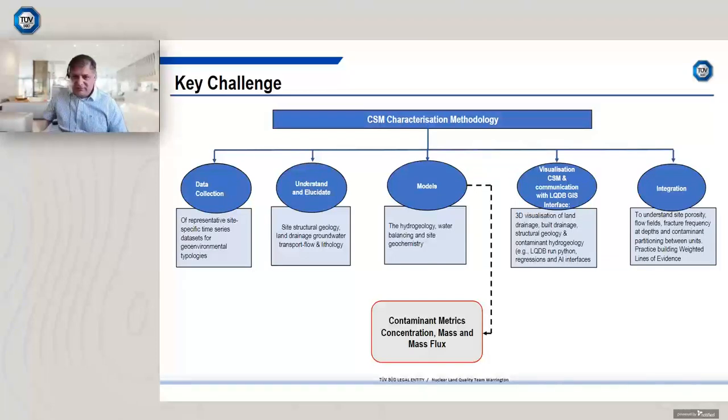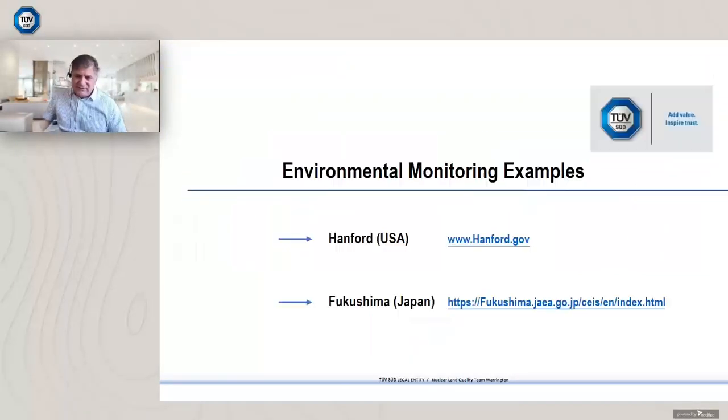And finally, how do you integrate every line of evidence that you have in terms of porosity, flow field, and fracture frequency at depth, and keep practicing building weighted lines of evidence to support the conceptual model that you have built. And the key is to get the contaminant metrics right, particularly concentration and mass flux exchange that's taking place within the site and outside the site boundary.